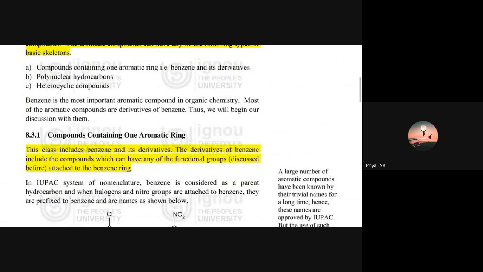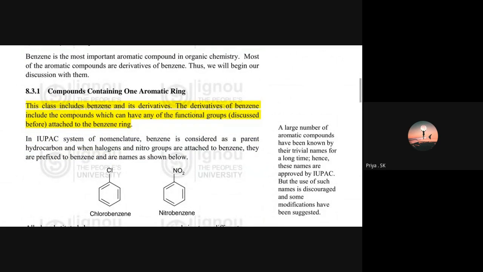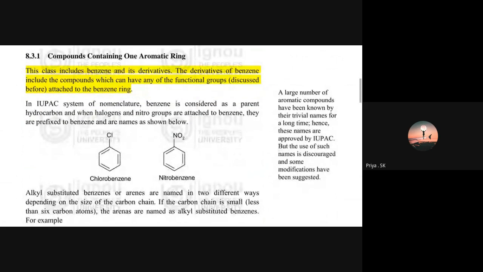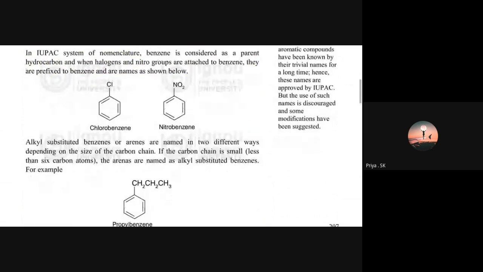First, we start with compounds containing one aromatic ring. This class includes benzene and its derivatives. The derivatives of benzene include the compounds which can have any of the functional groups discussed before attached to the benzene ring. So, if any one of the functional groups which we discussed previously is attached to benzene, it is called a compound containing one aromatic ring. You can see examples such as chlorobenzene or nitrobenzene.